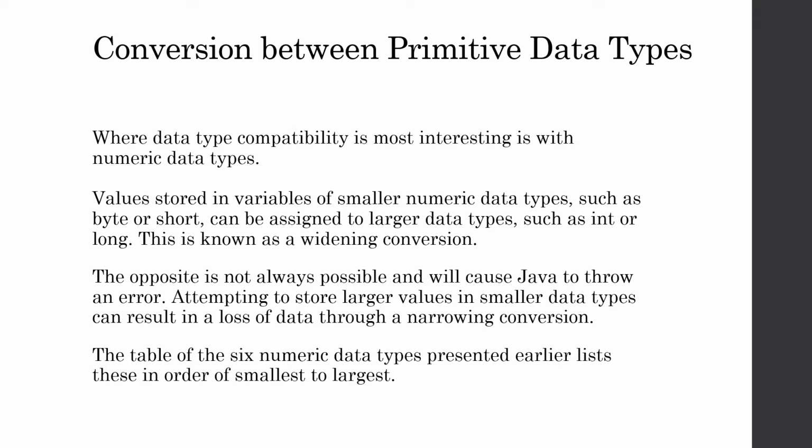So if you recall that table of the 6 numeric data types that I presented earlier, that actually lists our 6 data types in order from the smallest range to the largest range. So a byte is going to be our smallest, and then a short, an int, and a long. So each one of those 4 different integer data types in order of range. And then we get into the float, so that's going to be our second largest, and then a double, that's going to be our largest range.